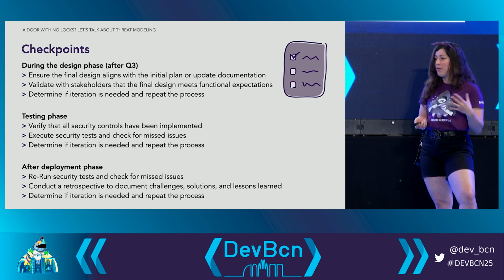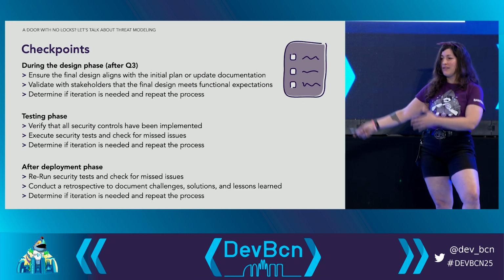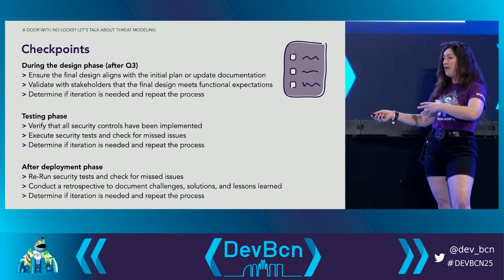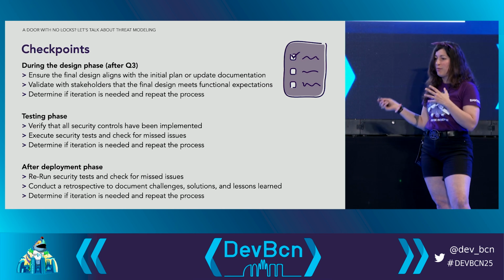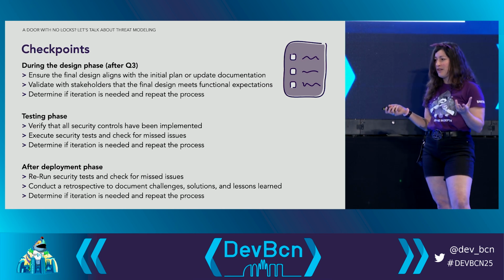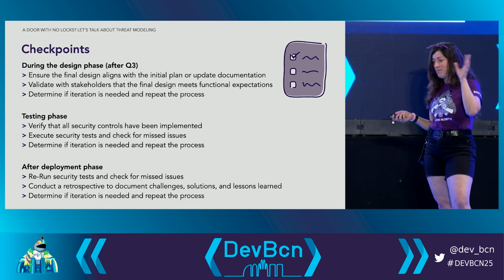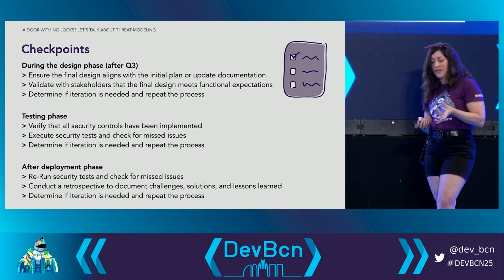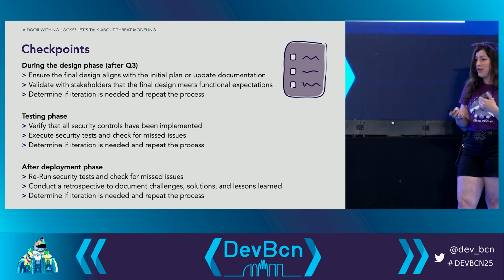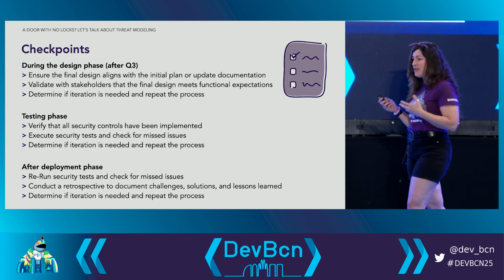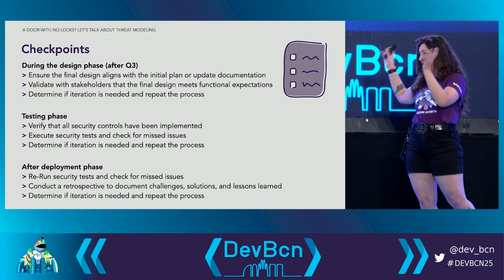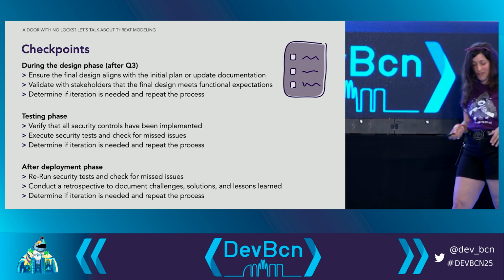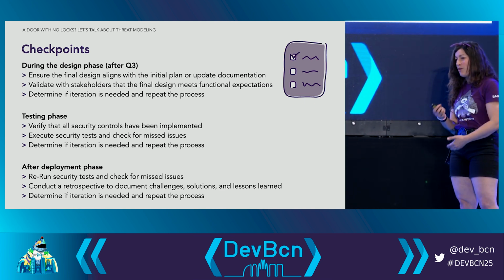And after the deployment phase, you rerun the security tests. You can do regression tests here. You can test post-deployment. Make sure that your tests are not able to complete a full action, or we have a problem, just in case. And conduct a retrospective to document these challenges, the solutions, and the lessons learned once you have made it to the production environment. Then you can do the retrospective, and you determine if you have to go back.